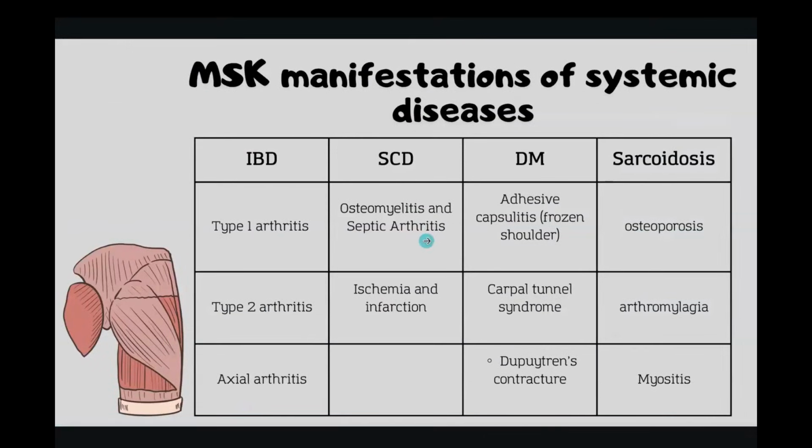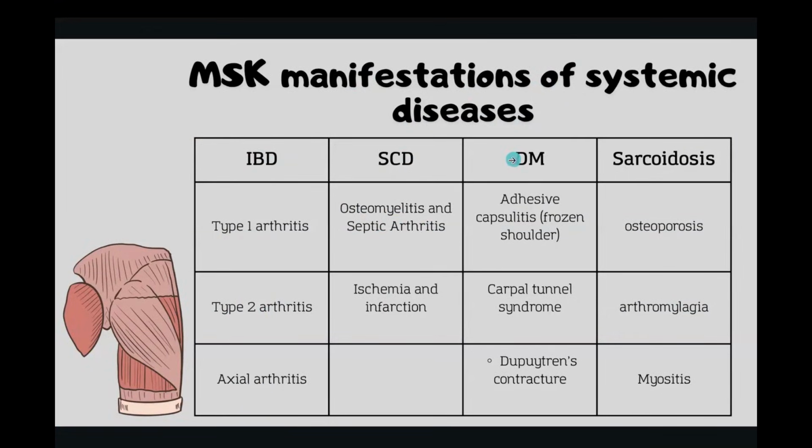Now, what are other diseases that have MSK manifestations? So here we have the other way around. It's a systemic disease that manifests as MSK. First of all, we have the inflammatory bowel disease, where we have inflammation of the bowel. They can manifest as type 1 arthritis, type 2 arthritis, and axial arthritis. Second, we have the sickle cell disease. Sickle cell disease can present as osteomyelitis or septic arthritis, or sometimes ischemia and infarction.